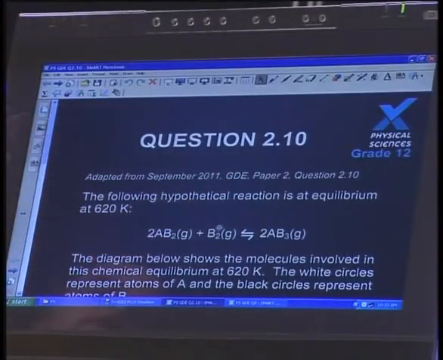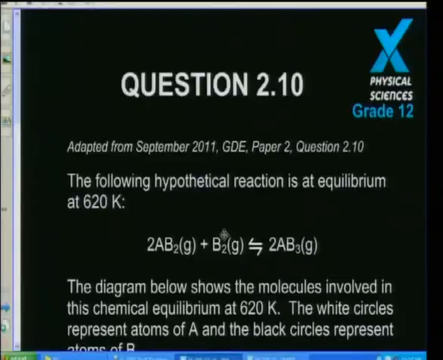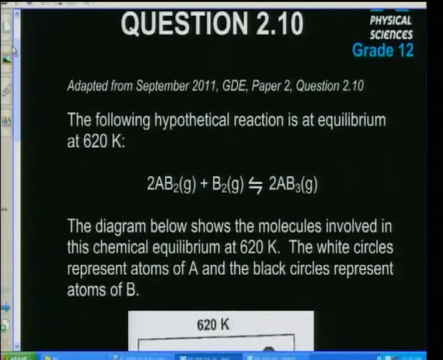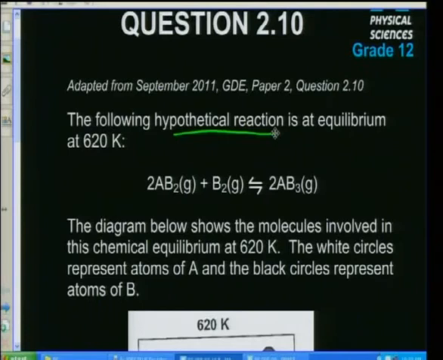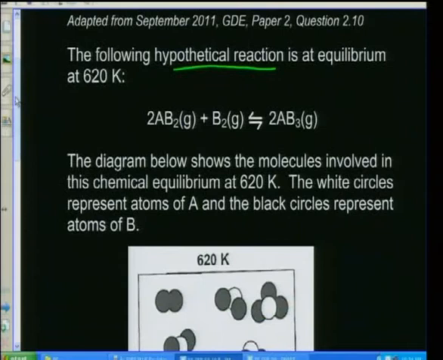So here it is. It's question 2.10, and here we go. It says the following hypothetical reaction. Now, hypothetical means that it's not real. It's just a model. We don't have to get too worried about it. The hypothetical reaction is at equilibrium at 620 K. Remember, K stands for Kelvin. That's the temperature. So we've been given a clue. We have a certain temperature, and that looks quite high to me. And we're told this is the reaction.